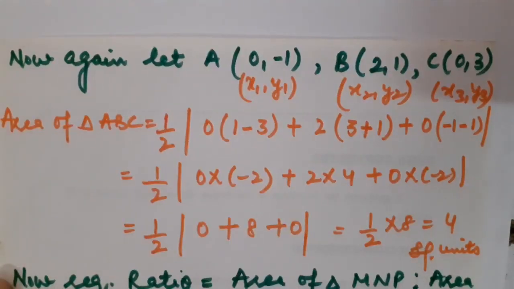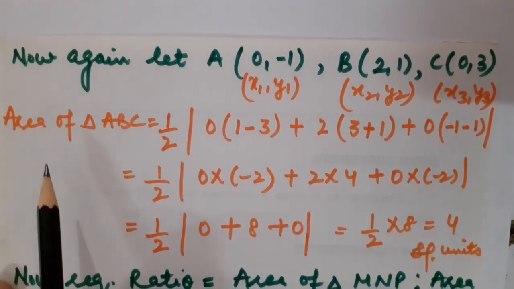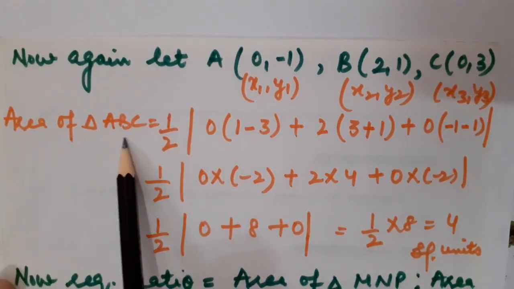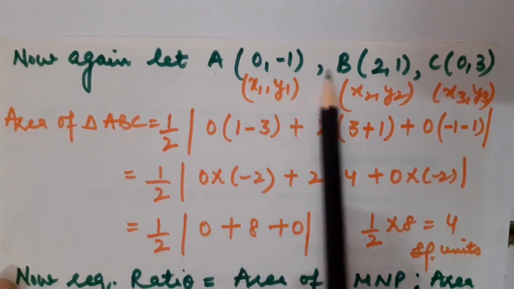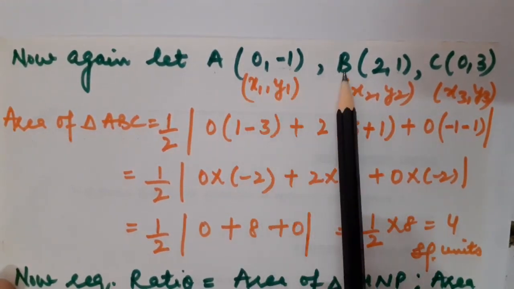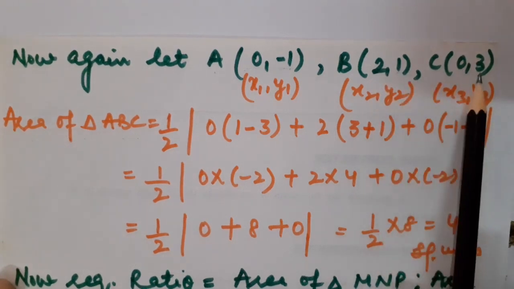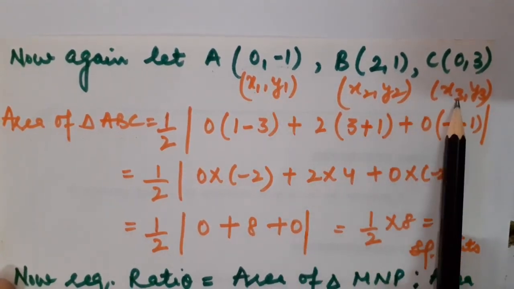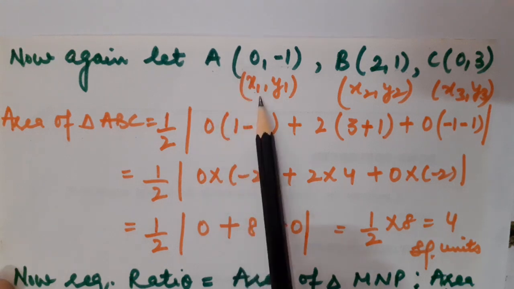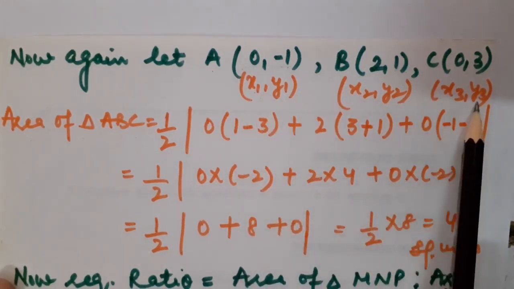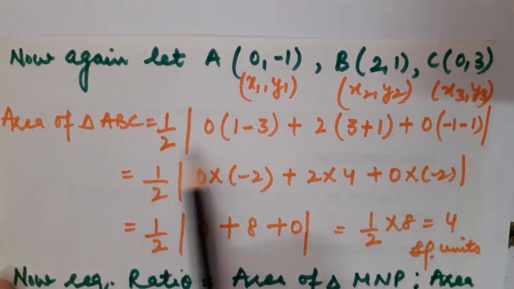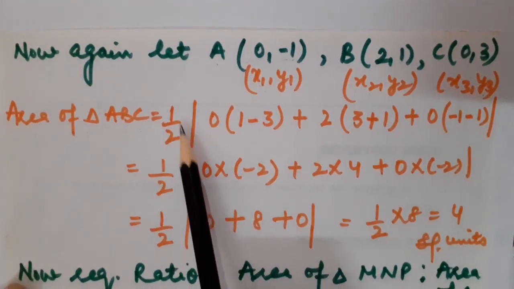As children, we will have to calculate the ratio of the areas of the smaller triangle to the bigger one. So definitely we will have to calculate the area of the bigger triangle as well. So this is A. This is given in the question: A(0, -1), B(2, 1), C(0, 3). But I have to assume them, right? So the coordinates of A will be x1, y1, B will be x2, y2, and C will be x3, y3. Fine. Formula you know. I am just going to insert it.